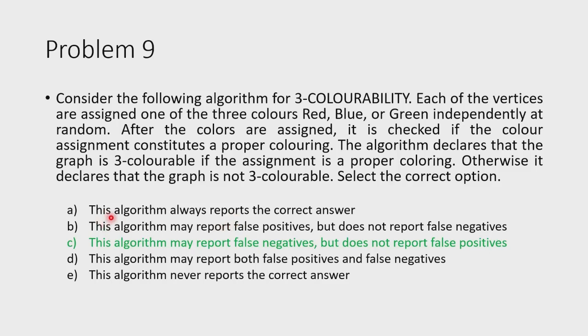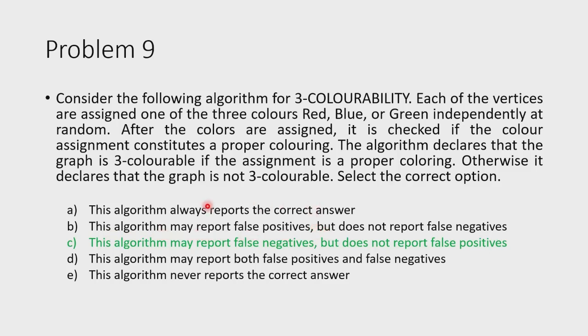So the first option is the algorithm always reports a correct answer. That need not be true, right? Because the graph might be three colorable, but you picked a random three coloring, and that might not be a valid coloring, right? So the first option is clearly incorrect. Now let's look at the second option. The second option is this algorithm may report false positives.